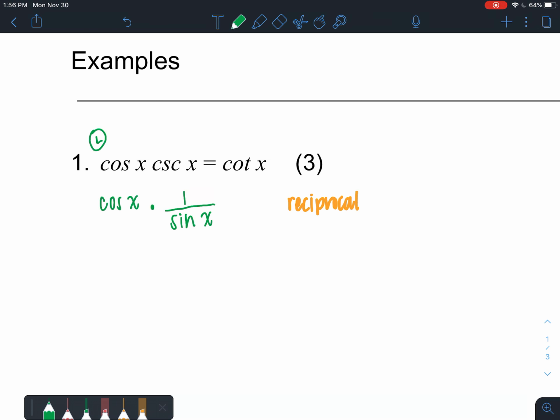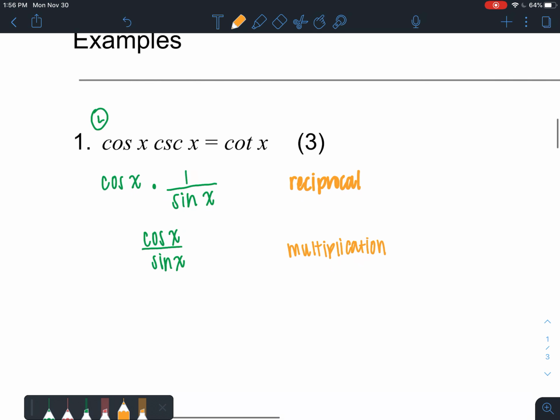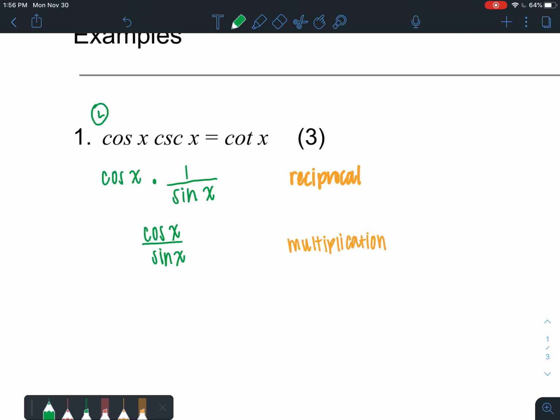Then I'm going to multiply those together, so I have cosine of x over sine of x. That's just multiplication, so that didn't even use an identity. Cosine over sine is cotangent of x, using that quotient identity.